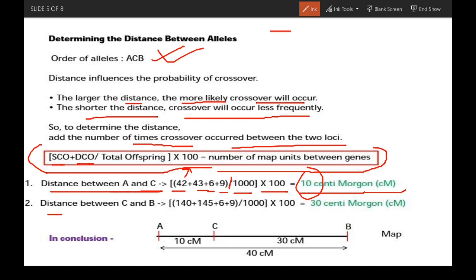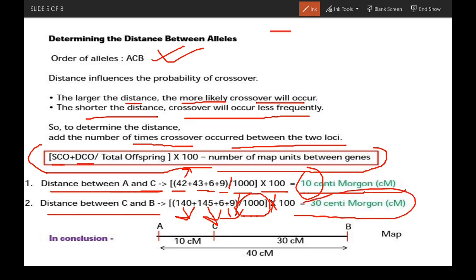Now second is the distance between C and B. The single crossover numbers between C and B were 140 plus 145, plus 6 plus 9, which are the double crossover numbers, divided by the total number of offspring, that is 1000, into 100, that is 30 centimorgan. The distance between C and B gene is 30 centimorgan.